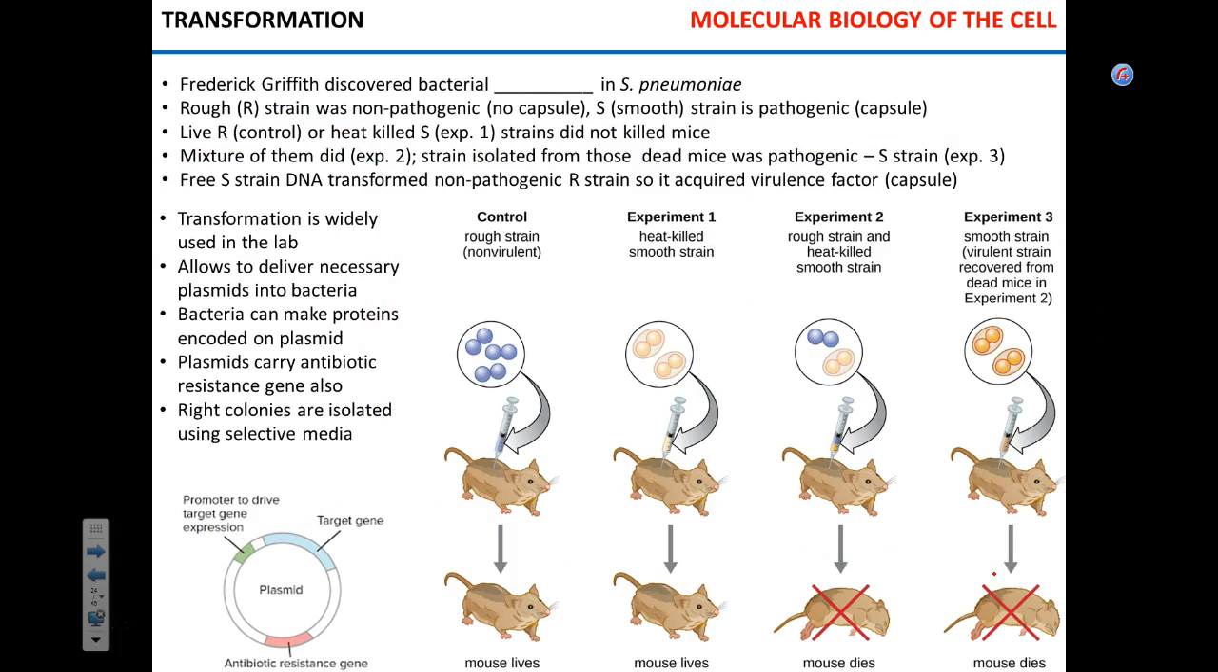The first one that we're going to talk about is transformation. It was Frederick Griffith, don't ask me about the year, who discovered transformation in a gram-positive microbe called Streptococcus pneumoniae. Let's talk about the science that Griffith did. He had two strains of Streptococcus pneumoniae. One strain had a capsule, one strain didn't.